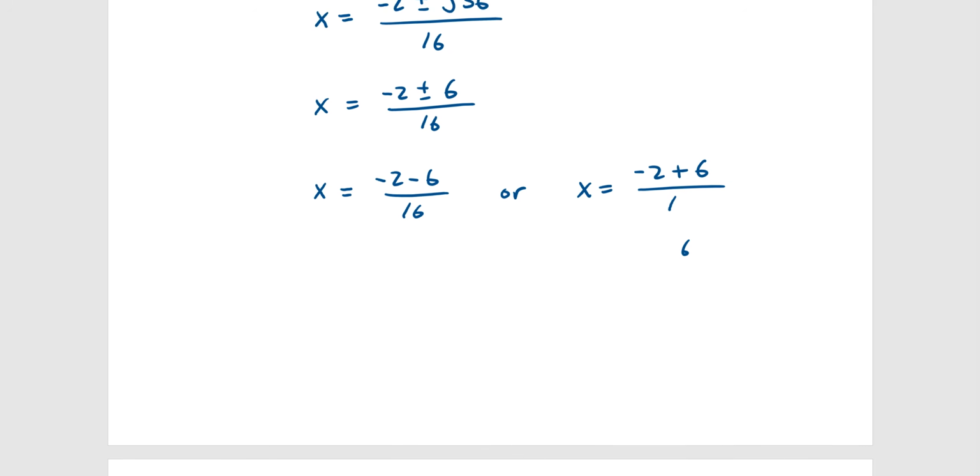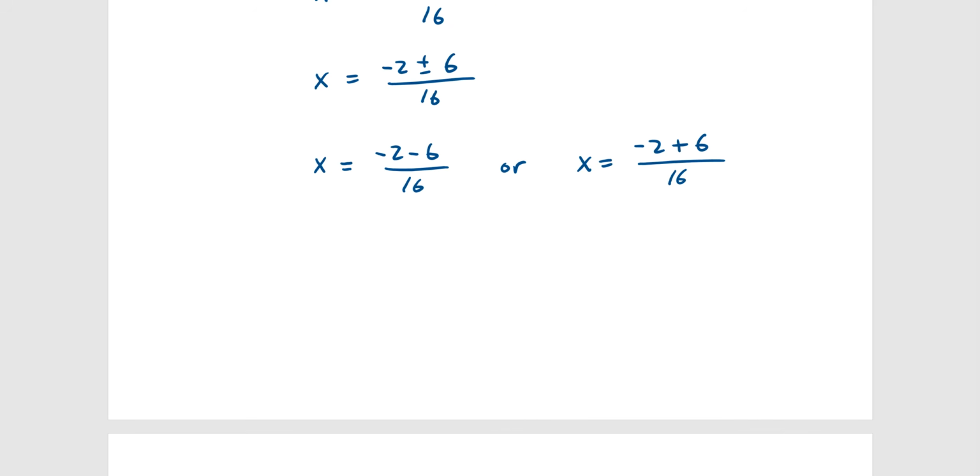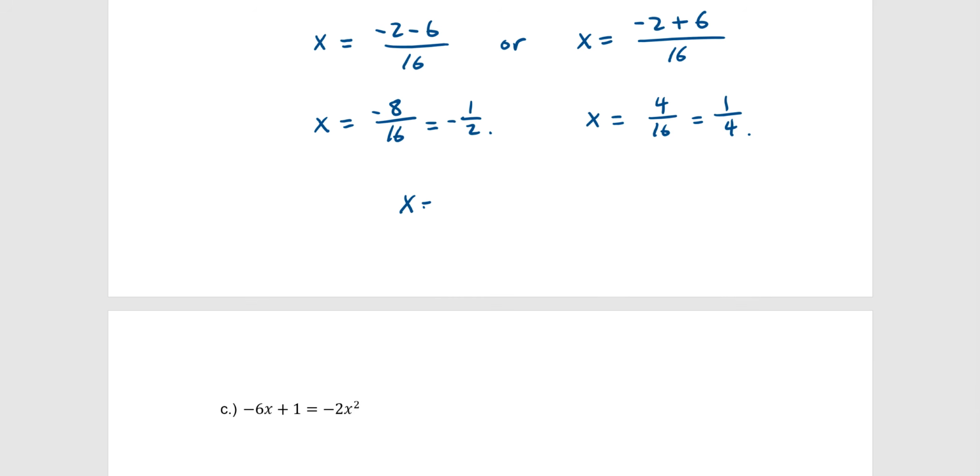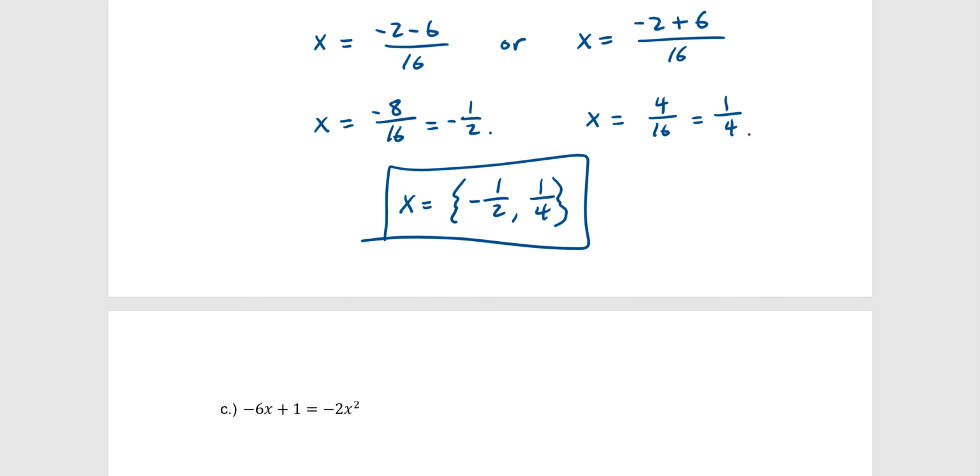So -2 minus 6 gives us -8 over 16, which is -1/2. And then on the right-hand side, we have -2 plus 6 gives us 4 over 16, which is 1/4. So these are our two solutions. We have our solution set, -1/2 and 1/4. And keep in mind, you can always go back and plug these into the original to make sure that it gives you a true statement.